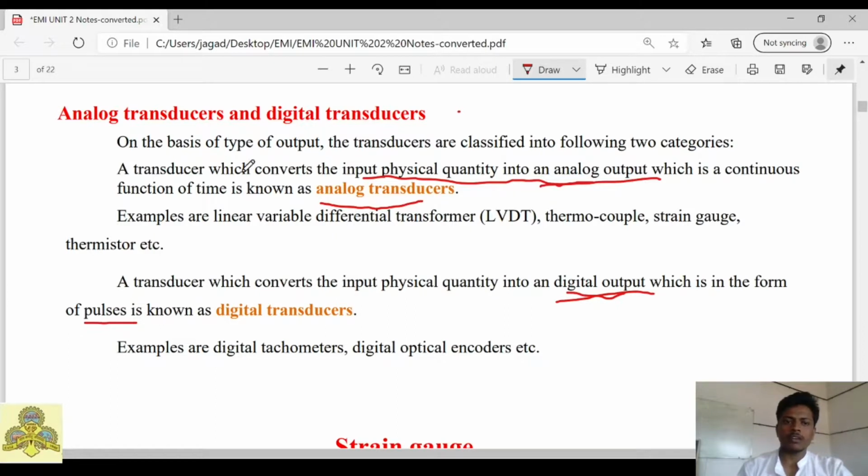Examples for analog transducers are LVDT, which we will see in detail in the next session, thermocouple, strain gauge, thermistor, etc. And for digital transducers we have examples like digital tachometer, digital optical encoder, etc.